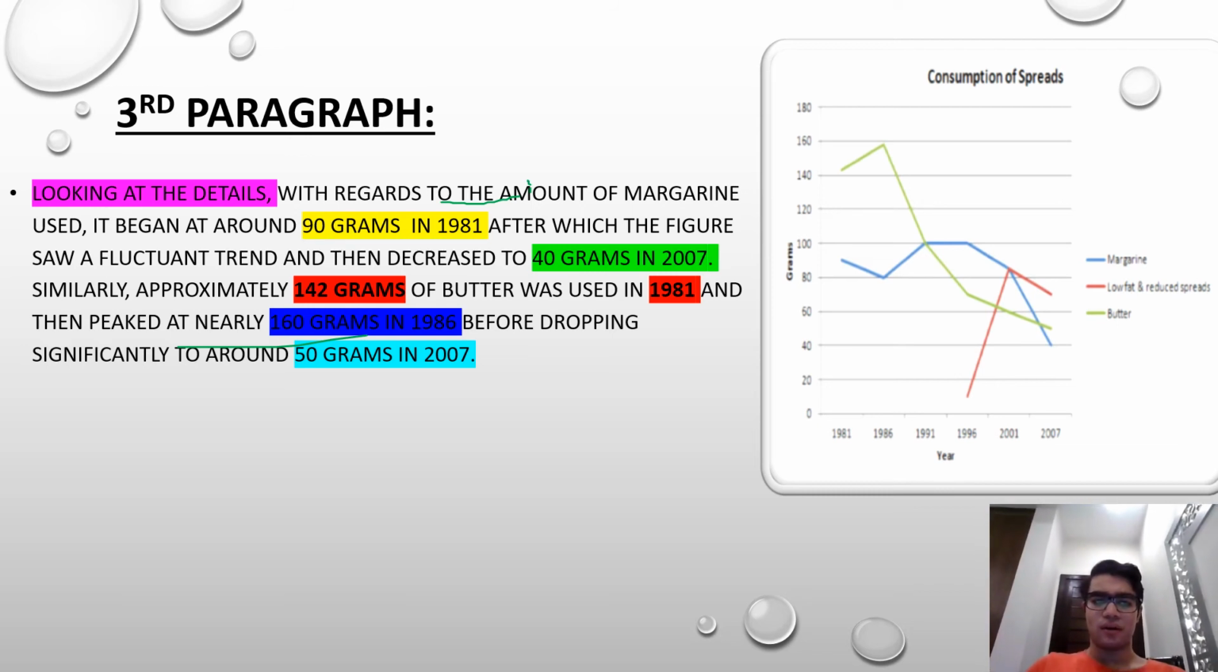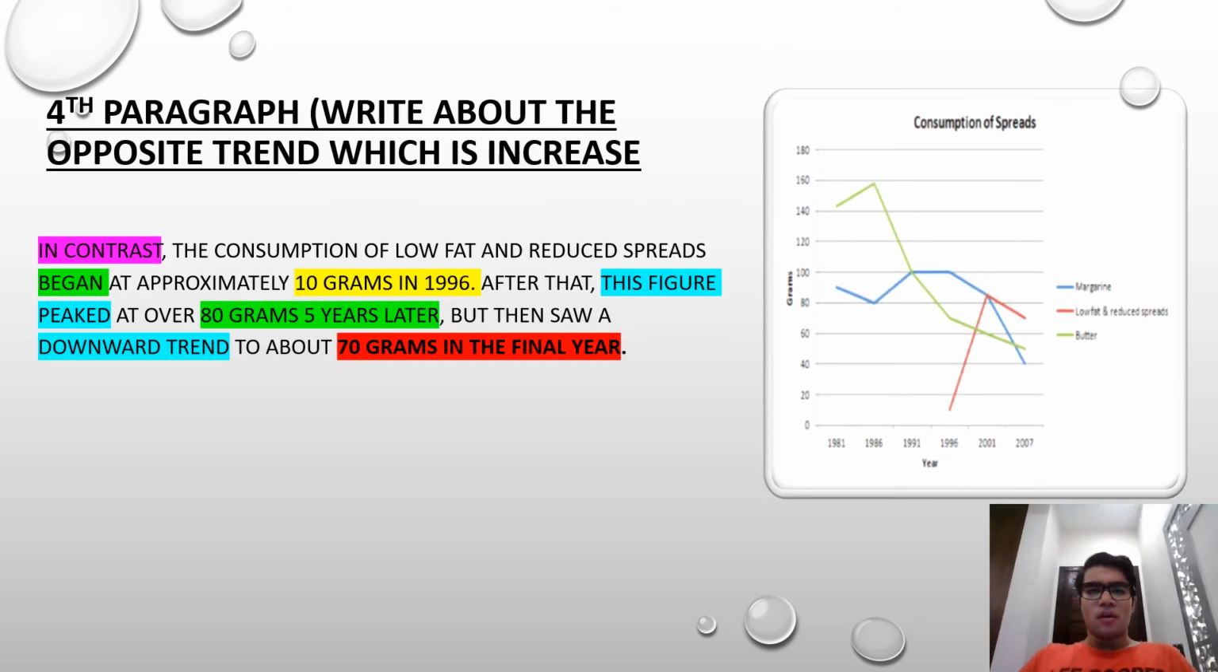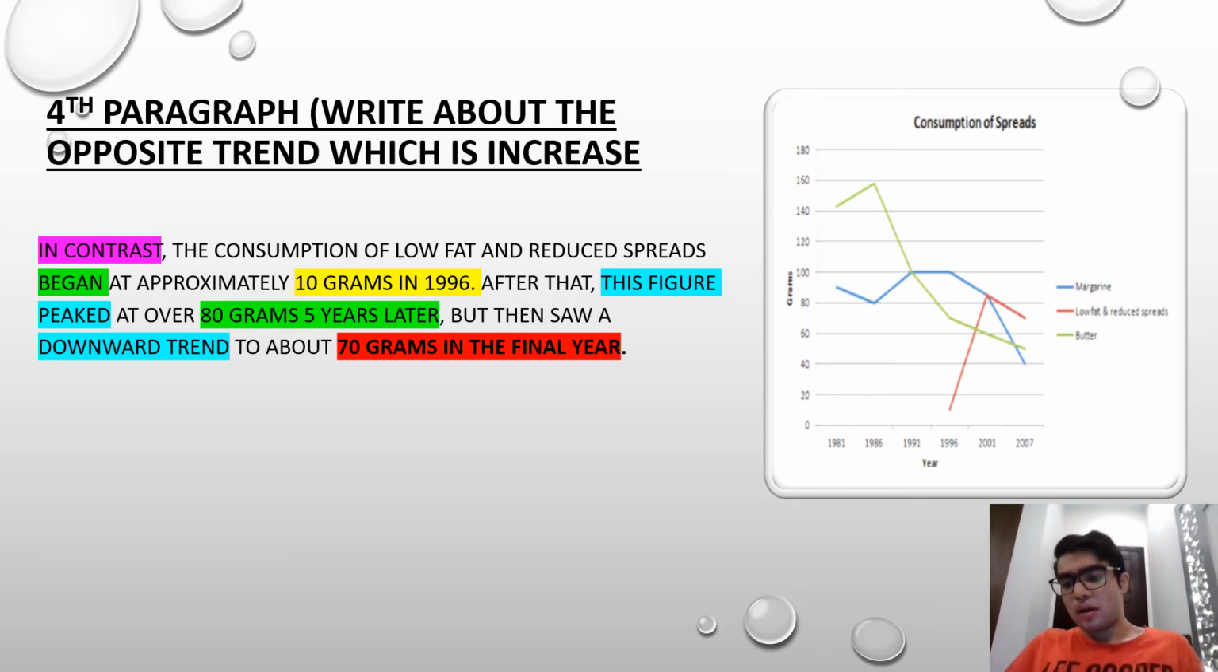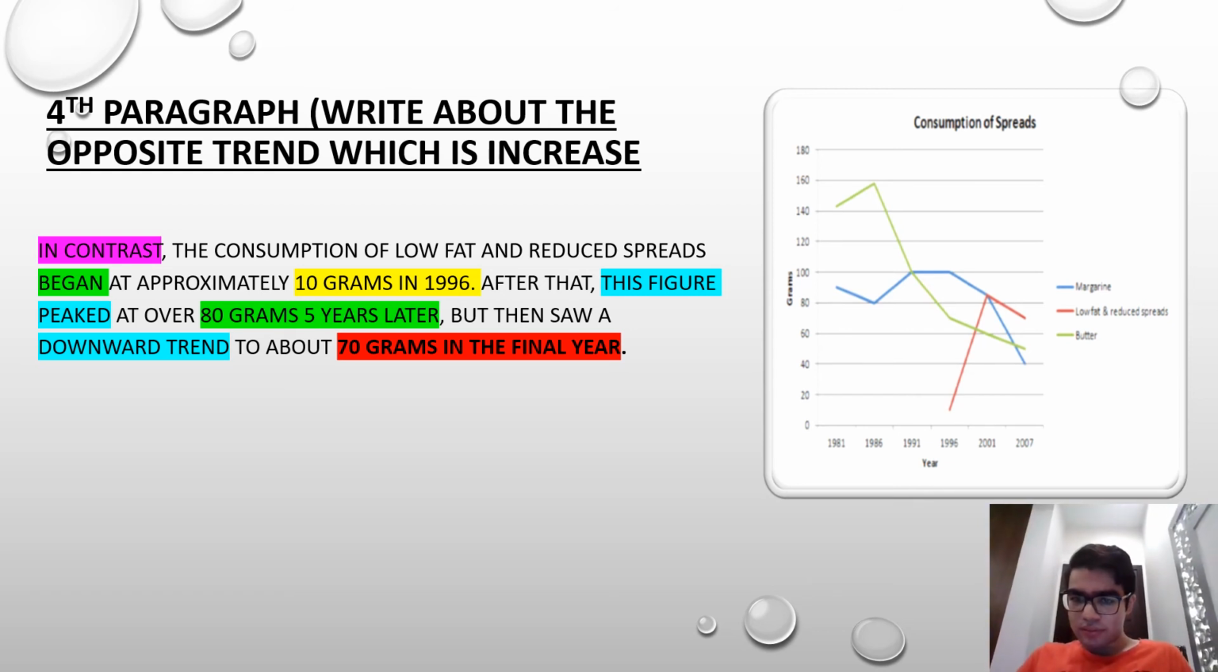Now let's move on to paragraph 4. Okay. So I'll now tell you how to write the fourth paragraph. So remember, I told you to write about the opposite trend, and in this case, it's increased because we had already talked about the decrease in the third paragraph. So we have the red line here, which is for low fat and reduced spreads. So the red line is basically the consumption increased, and then it slightly decreased after some time. But you should talk about the overall trend and its increase. Okay, the overall trend is that it increased over the time period given.